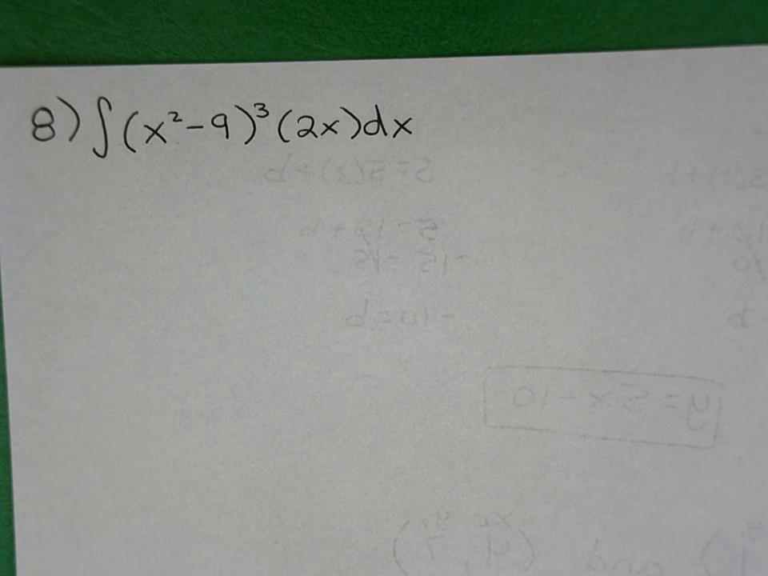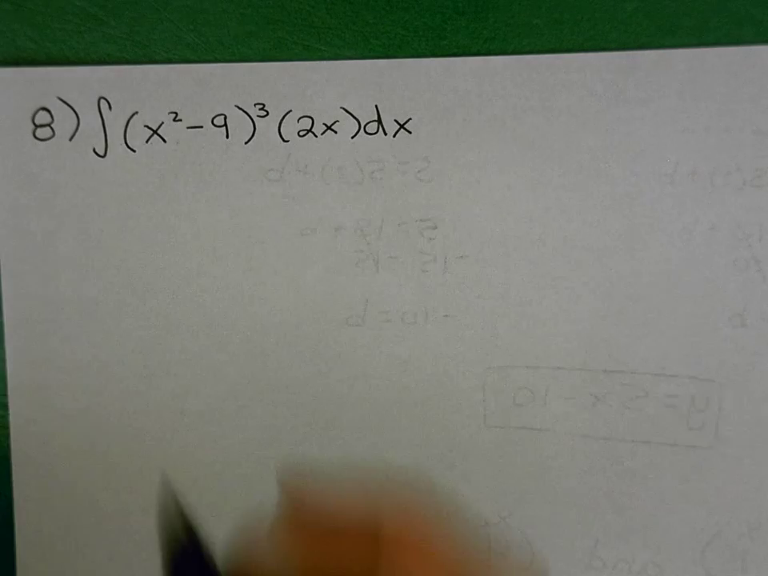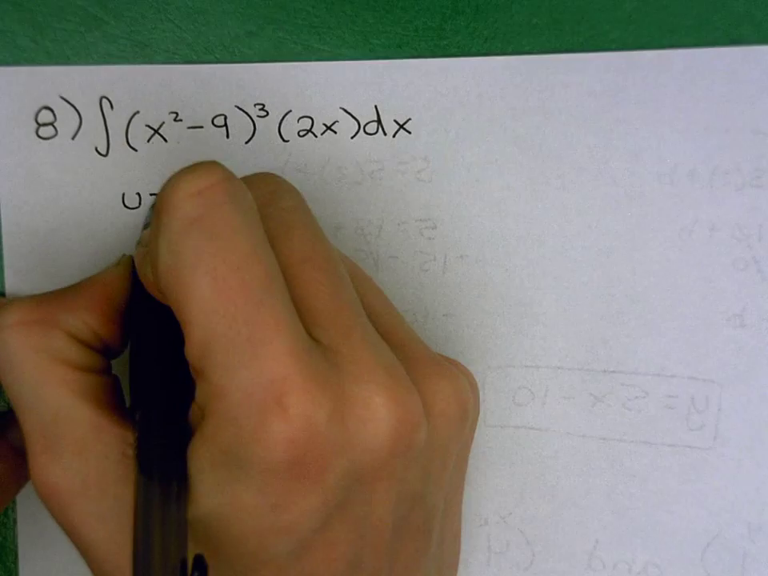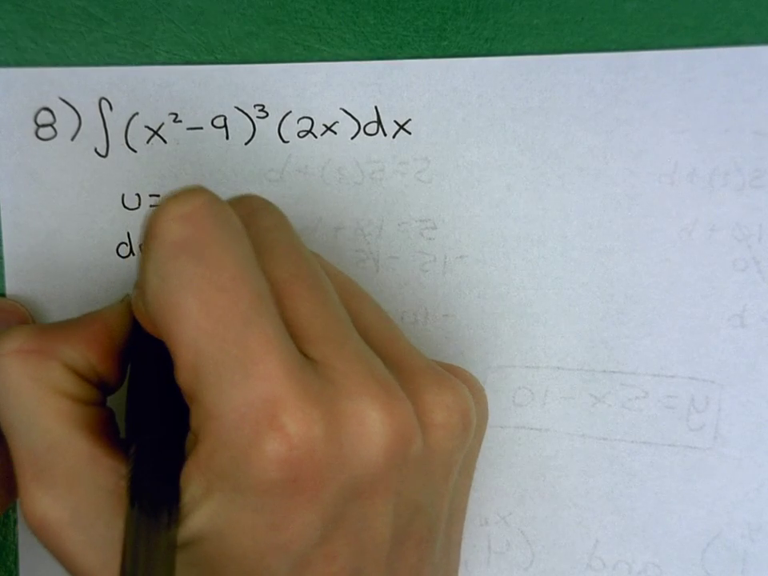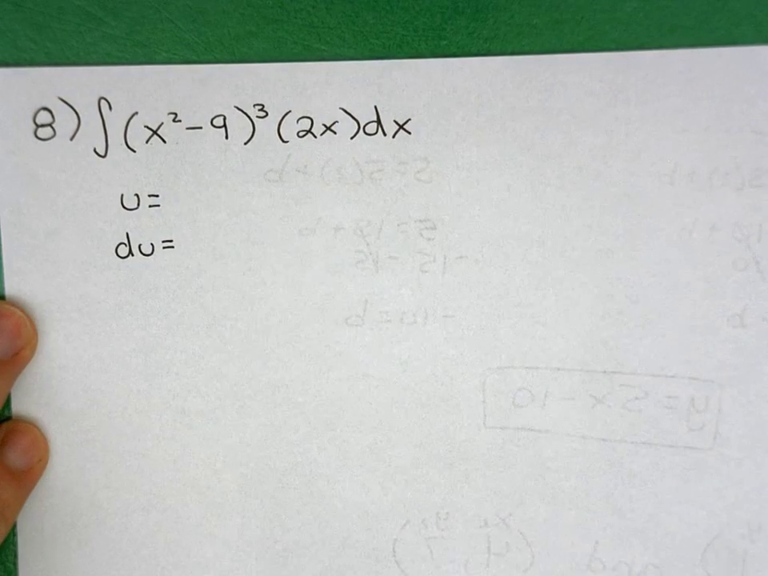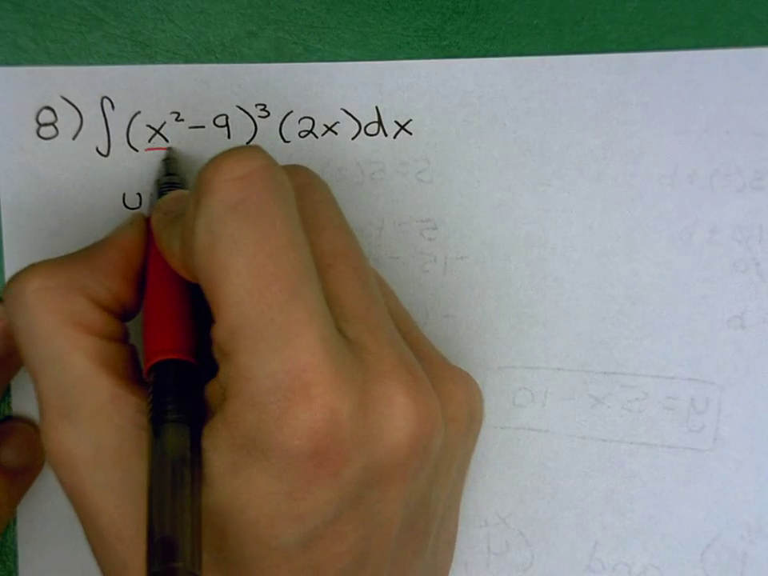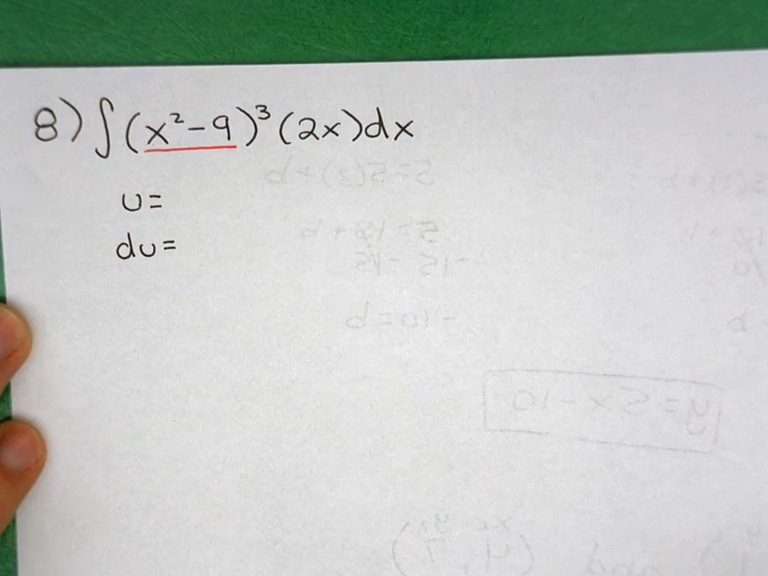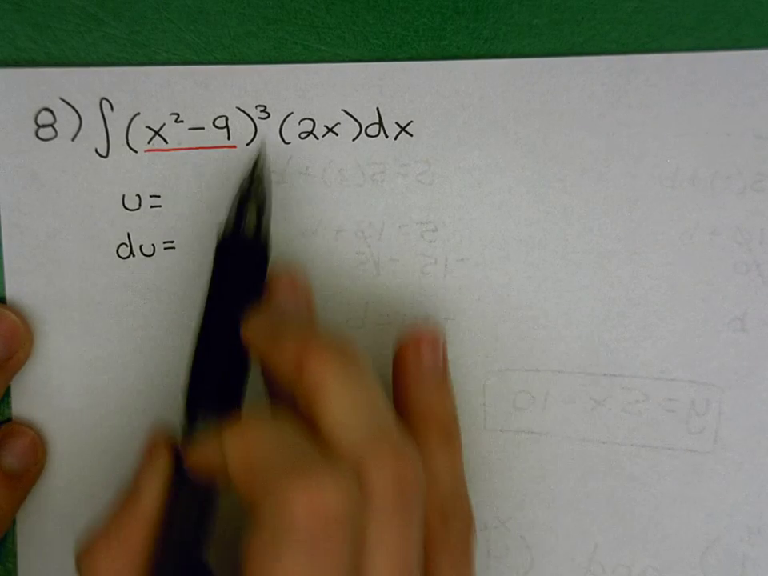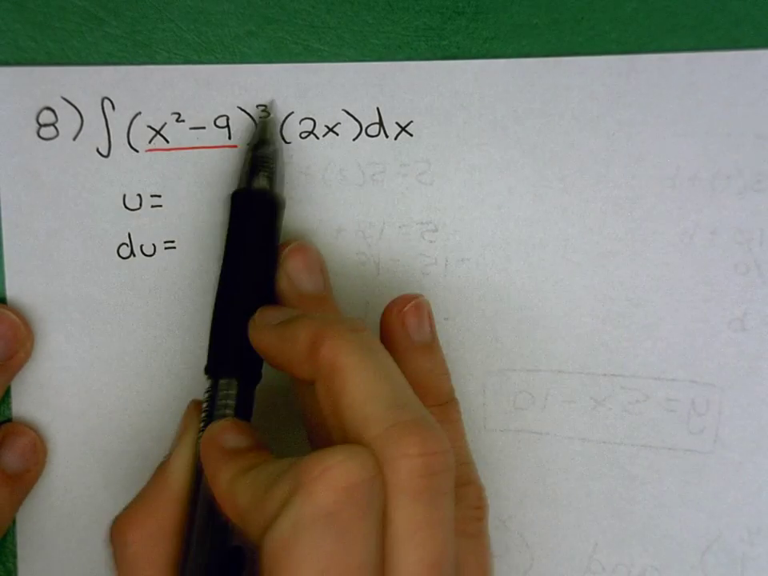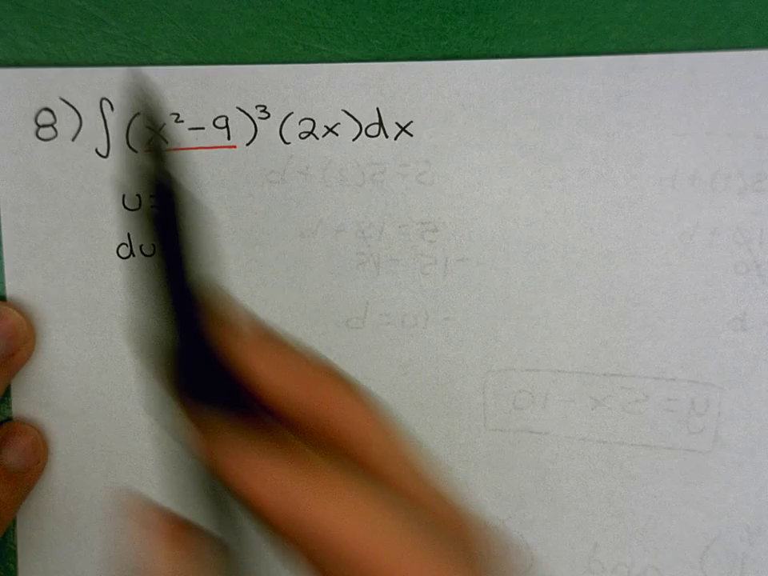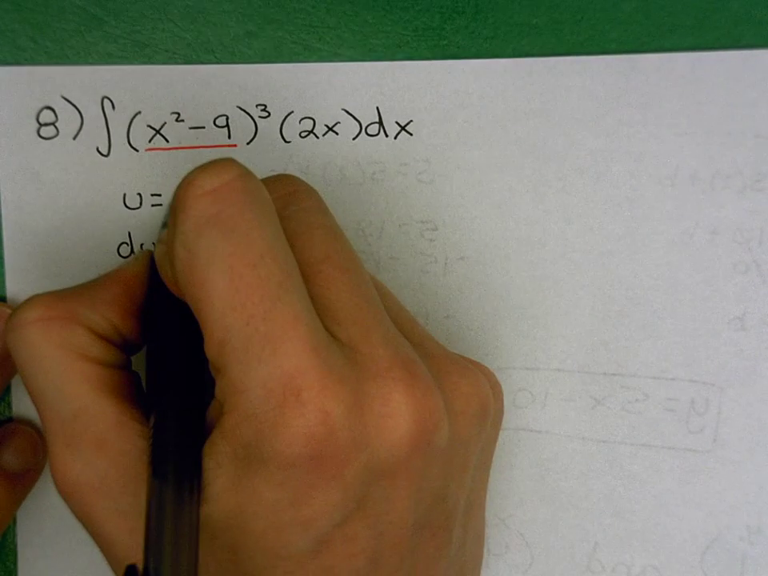First one is the integral of the quantity x squared minus 9, cubed, times 2x dx. We're going to start with the same thing we started with yesterday. What's my u and what's my du? In this particular problem, I'm going to try my x squared minus 9 as my u first, because that's the composite function piece. That's the function within another function. That's what's inside the parentheses, if you want to think of it that way.